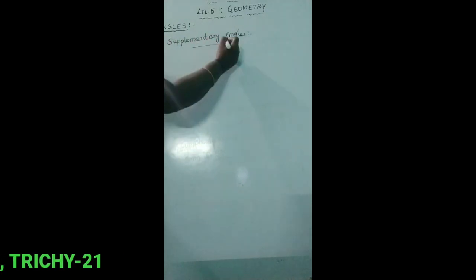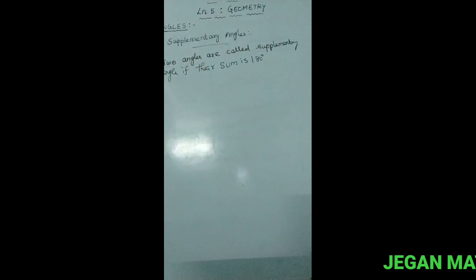The next one is supplementary angles. Supplementary angles means two angles are called supplementary angles if the sum is 180 degrees. So the sum of the two angles is 180 degrees. This type of angle is called the supplementary angle.